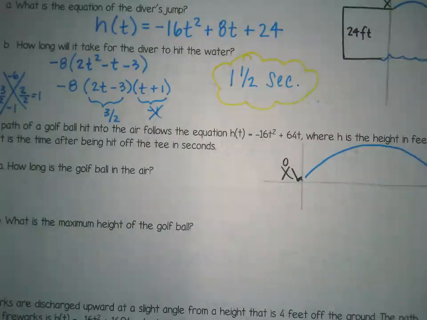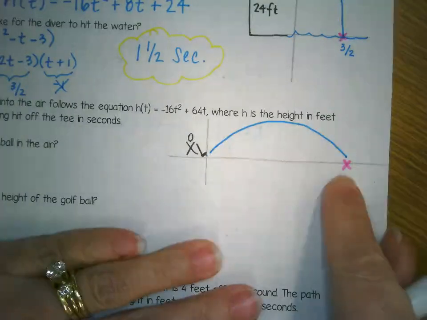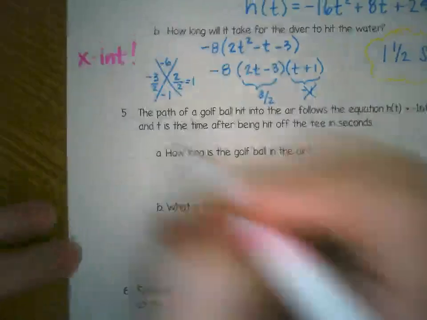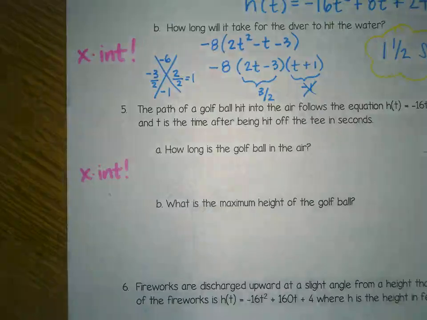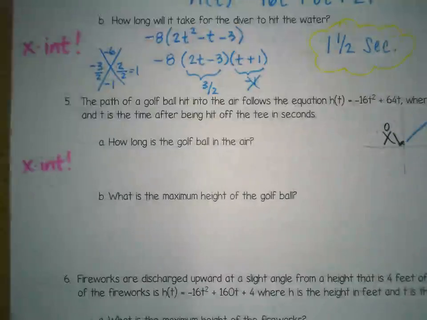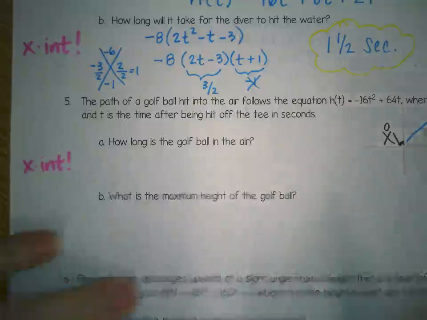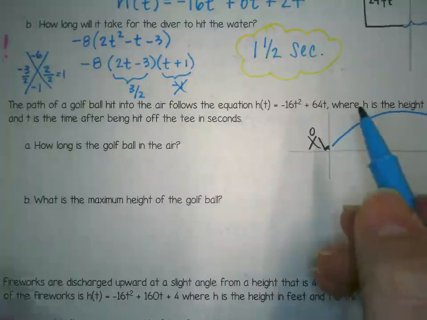All right, here we go. So how long is the golf ball in the air? So what I want to know is, when does the golf ball land? So the golf ball is going to land right over here, which means I need to find my x-intercepts. All right, how do you find your x-intercepts? Well, we could use quadratic formula, we could use completing the square, or we could try and factor. And I'm going to try and factor because I know that 16 and 64 have a common factor here.